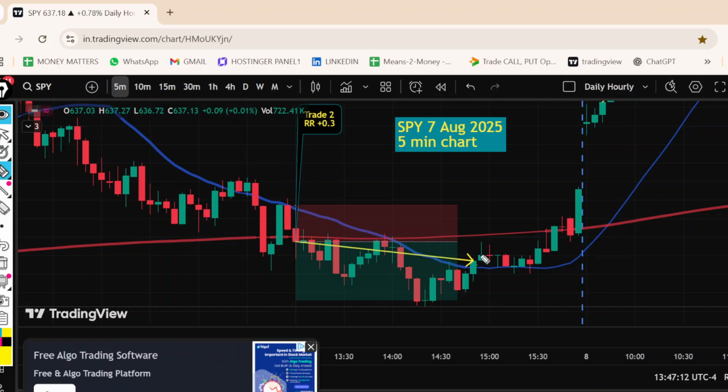After we close the second trade, we don't have any entry between these two lines, and once this comes out after this point, it is time to close the market. The market is near its closing time, and we don't want to take any trade.